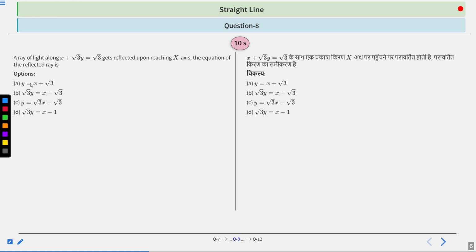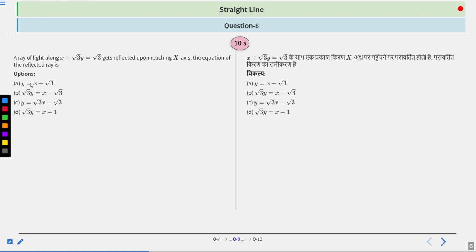So what we basically have to find, we are given a ray of light, right, along the line x plus root 3 y is equal to root 3. Now this ray of light is getting reflected upon reaching the x-axis, right? So we must find the image. You can take any point on this line, right? And after that, you have to find the image of that point with respect to the x-axis, right? Clear?